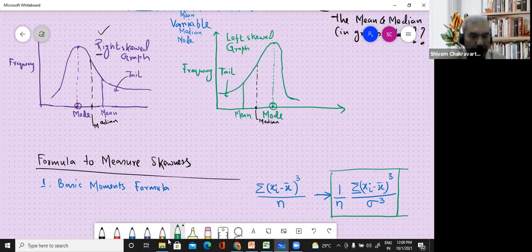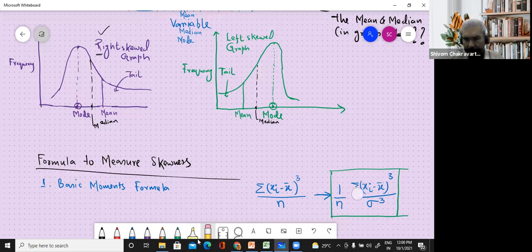When we study kurtosis, you will see there is a resemblance in the structure of the formula there to measure kurtosis also. The structure is very similar. So here it is summation of xi minus x bar whole cube divided by standard deviation of the data whole cube, and multiplied by 1 by n. This gives a robust measure of skewness.